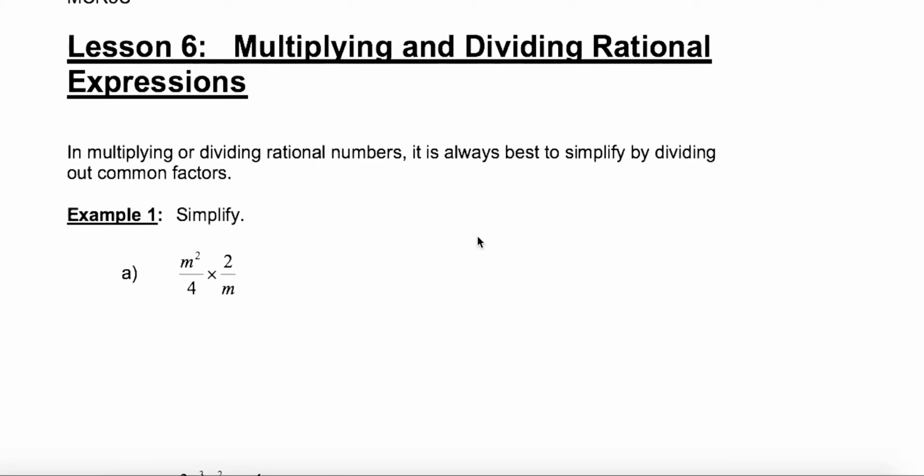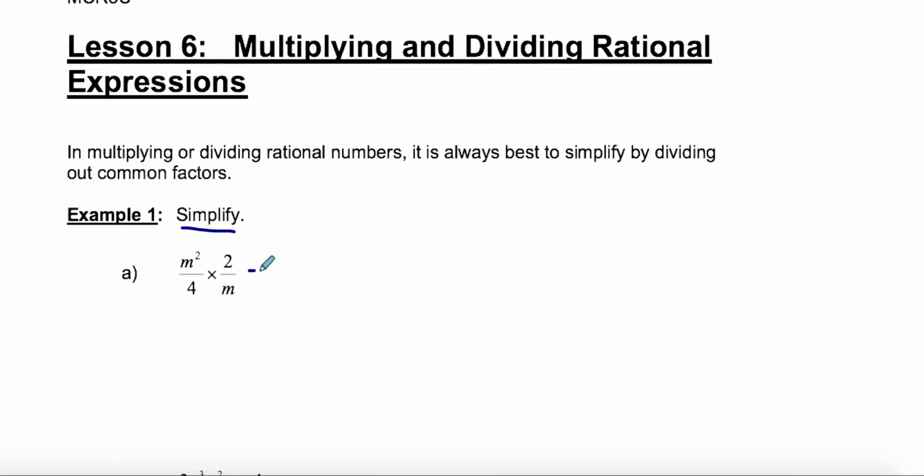So this lesson today is on multiplying and dividing rational expressions. We are still going to simplify. So we're still looking at simplifying our expression when we have multiplication. We want to simplify and we want to divide out any common factors. We also want to still factor first.